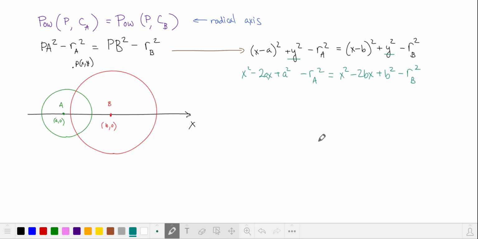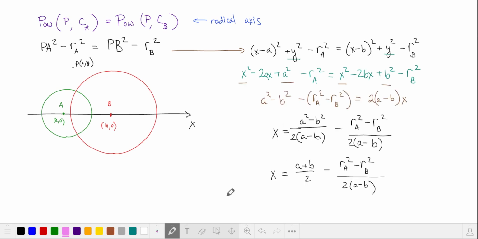Expand our squares, combine like terms, and solve for x. We find that the y terms disappear and we're just left with x equal to an expression in terms of a, b, the radius of circle A, and the radius of circle B. And these are all constants. So what we have is x is equal to a constant. This is a vertical line.